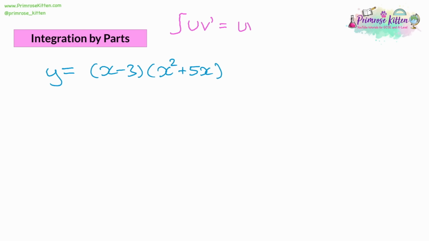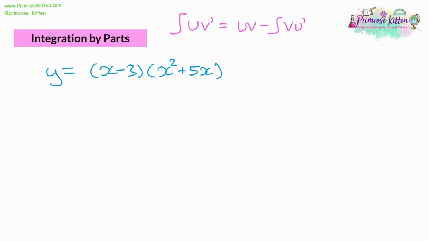Integration by parts is when the different terms that you're integrating are separated by a plus or a minus. Maybe they're being multiplied together. So, for example, let's say we've got y is equal to, and we could have something like x minus 3, and we could have x squared plus 5x. So how would we integrate this? So using integration by parts, a simple way to write it, integral, if you've got u multiplied by v dash, then that's going to equal u times v, take away the integral of v times u dash. So it looks pretty complicated.